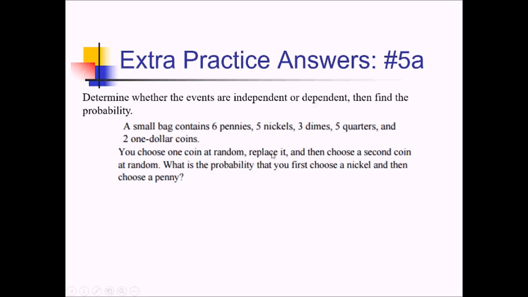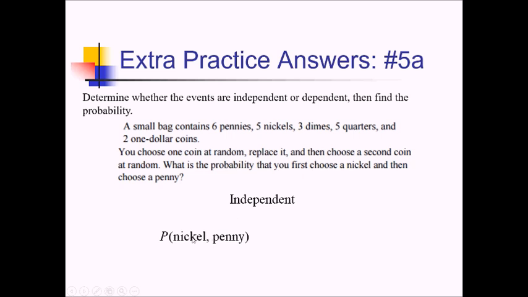Well, if you're replacing the coin, you're basically resetting the experiment when you choose that second coin. So that means the results of the first choosing will not affect the results of the second choosing. So these are going to be independent events, and we can just figure out their individual probabilities and multiply them together. So let's find the probability of that first event. In general, we're doing a nickel followed by a penny.